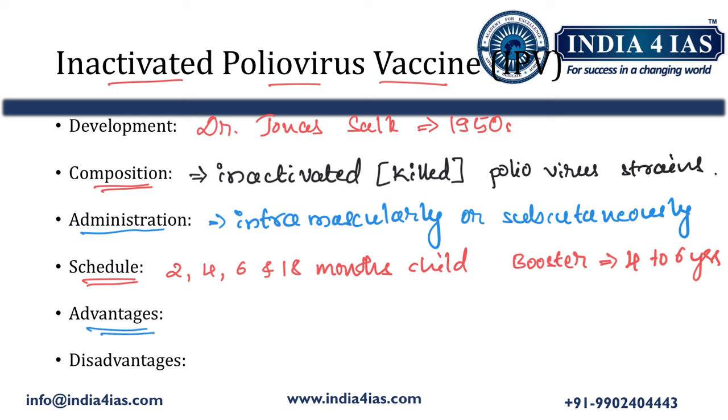The advantages of this vaccine are it is safe for the immunocompromised individuals. It means those whose immunity is compromised, for them it is safe, and there is no risk of vaccine derived polio virus in the case of inactivated poliovirus vaccine. Whereas the disadvantages associated with the vaccine are it requires sterile injection equipment and a trained healthcare worker to administer the polio vaccine, and also it is more expensive than the oral poliovirus vaccine. So this is all about the inactivated poliovirus vaccine.